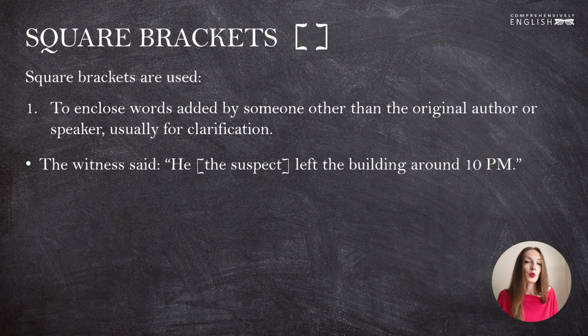Let's see. The witness said he [the suspect] left the building around 10 p.m. So the original sentence that the witness said was he left the building around 10 p.m. But the author wanted to bring some clarity and he added the suspect in the square brackets into the sentence. He who? The suspect, right? To make it clear for everyone who reads it or hears it.